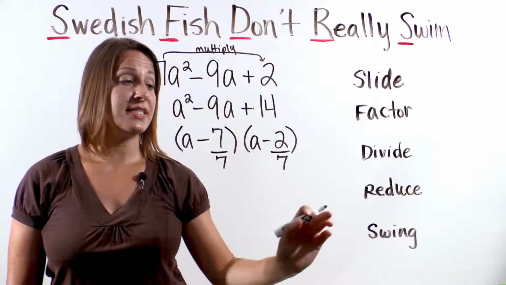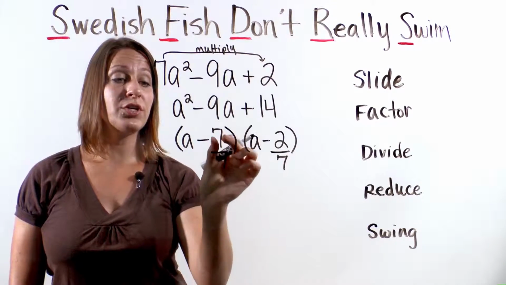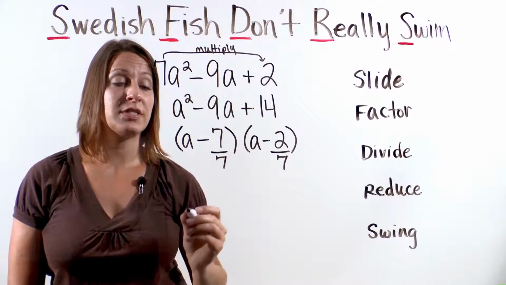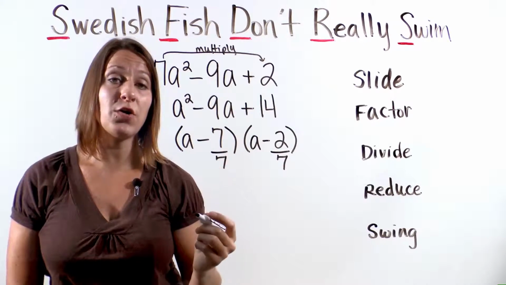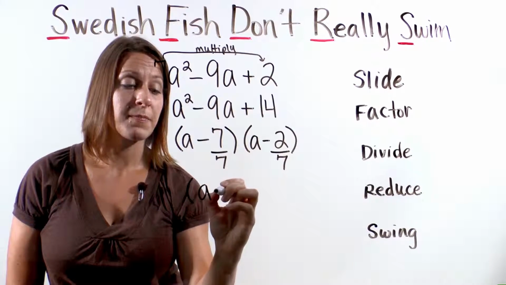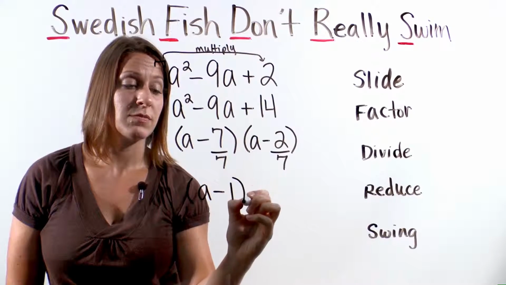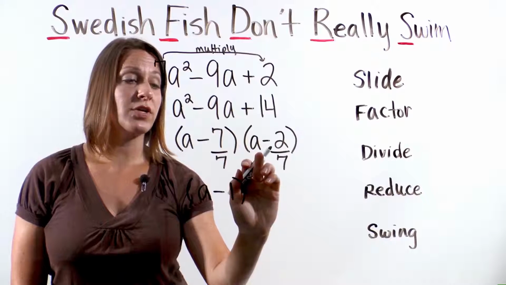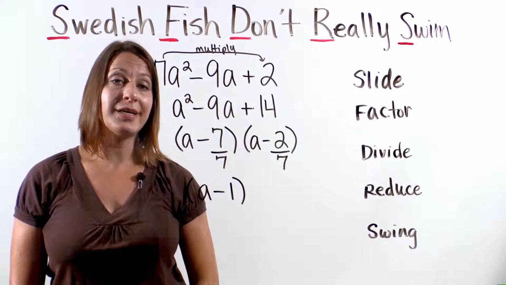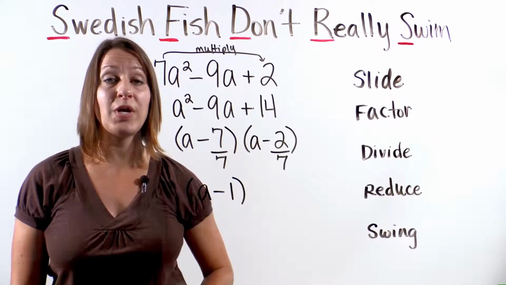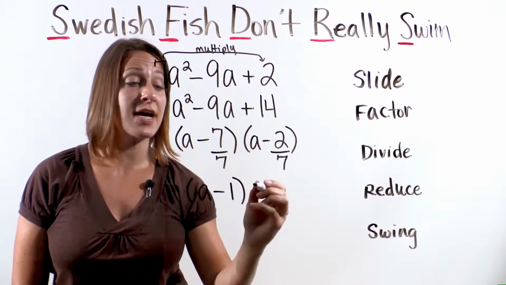Next, the R stands for reduce. We are going to reduce these fractions that are in each of these binomials. The first one, 7 over 7, actually reduces to 1. So now we have a minus 1. Over here, 2 over 7 does not reduce. There's not a number that goes into 2 and 7, so we're going to leave it as is.